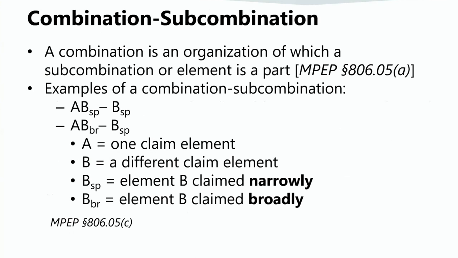Recall from Part 2 that we use the abbreviation B-specific to represent element B claimed narrowly, and B-broad to represent element B claimed broadly. So, in the first example, you have a claim to the combination of A and B, wherein B is claimed narrowly, and a claim to the subcombination of B claimed narrowly. In the second example, you have a claim to the combination of A and B, wherein B is claimed broadly, and a claim to the subcombination of B claimed narrowly.